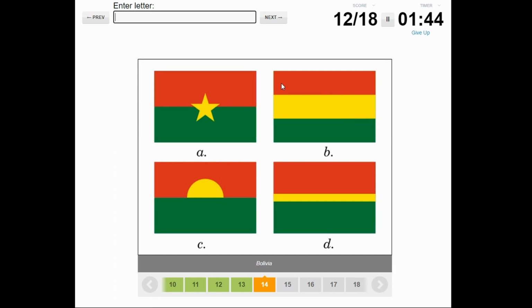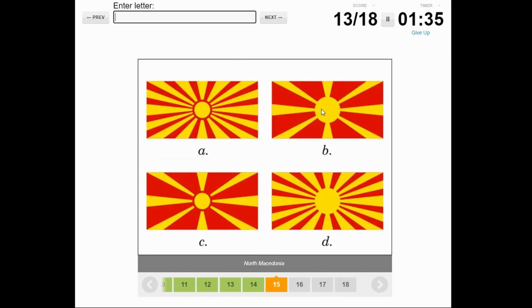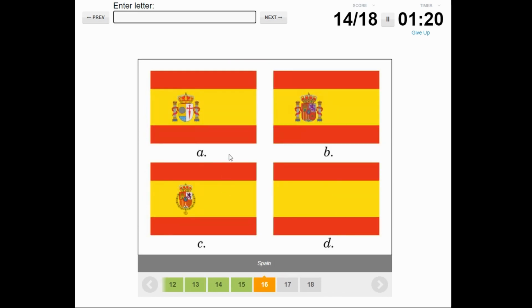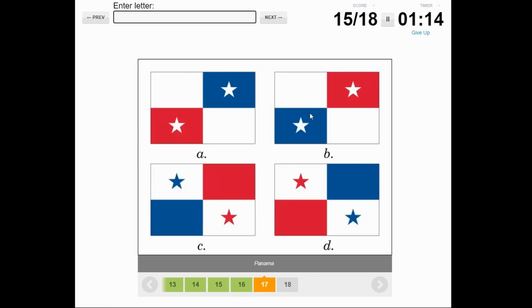Bolivia, which is a great flag. I think it also sometimes has a little emblem in the middle, but we're going to go for B, because that's the one that it is. And here we are, North Macedonia. It's a great flag, I think it's definitely not A or D. I think it's probably C or B, and I think it is C. Here we have Spain. I think B is the correct answer, which it is.